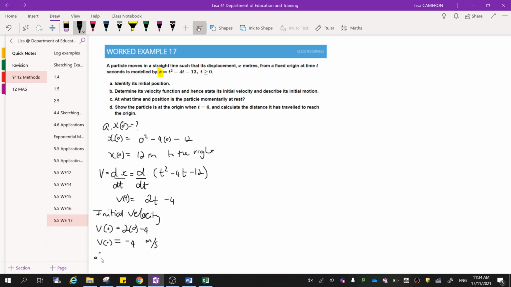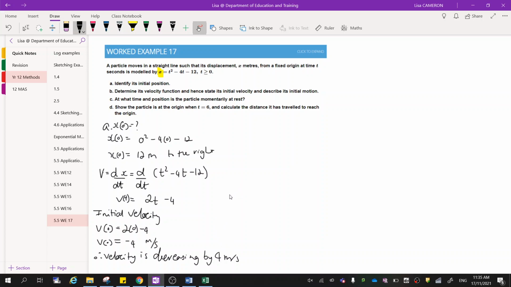So this would indicate to us that it is decreasing in its speed. So therefore, velocity is decreasing by 4 meters per second. Okay, and that's describing its initial motion.